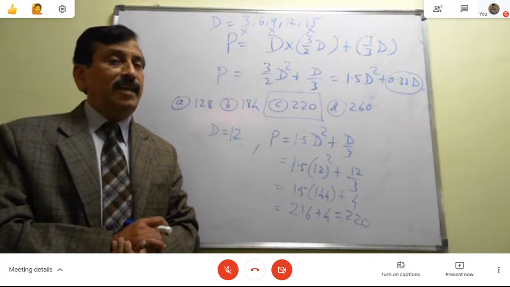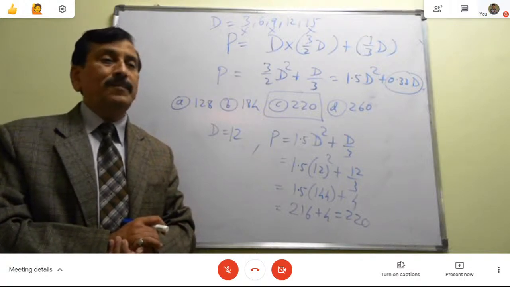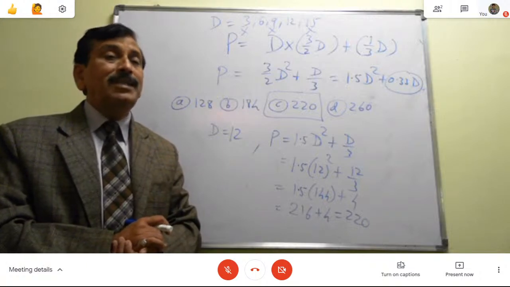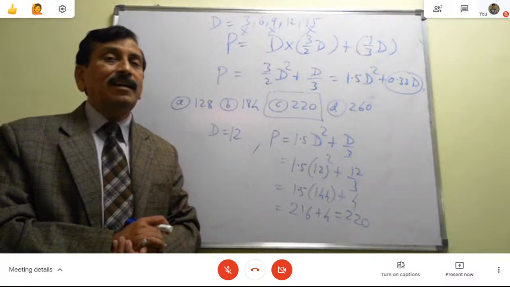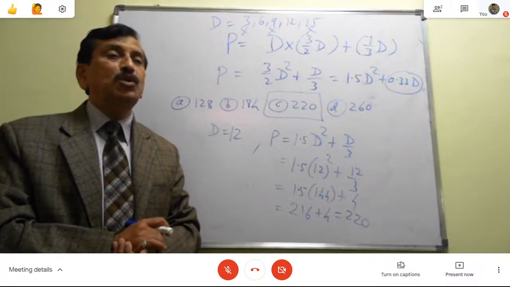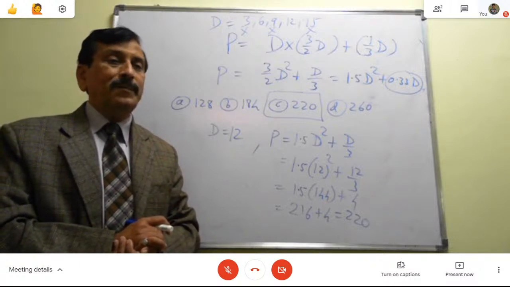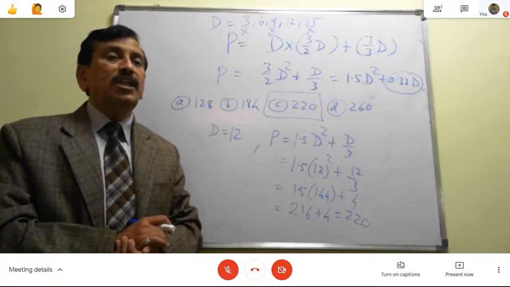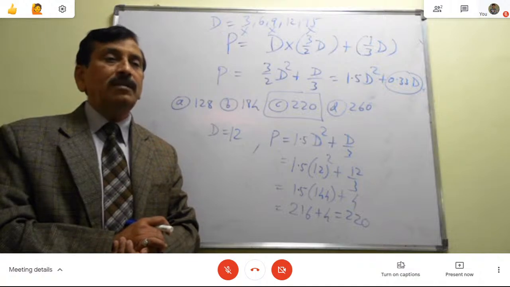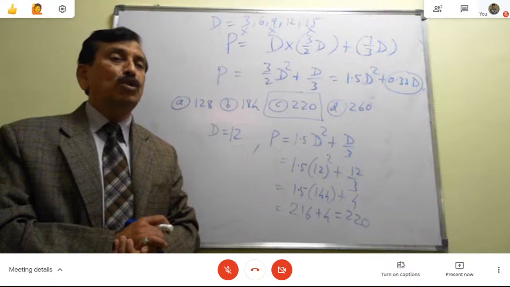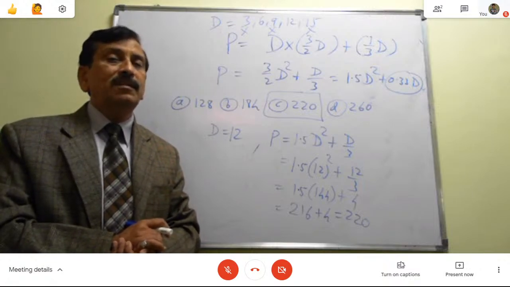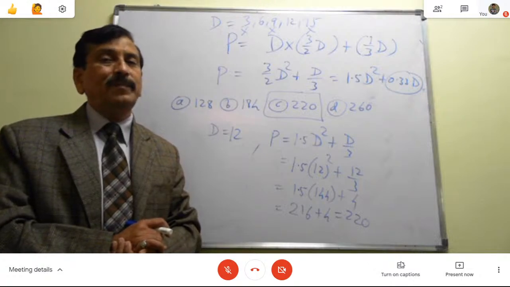That is 3, 6, 9 and 12. All are divisible by 3, so all are possible options. But the second condition is that 1.5 times D square should be a natural number. So D square has to be even. So 3 square is 9, which is not even. 9 square is 81, which is also not even. So both these options are eliminated. So we are left with only two options, 6 and 12.